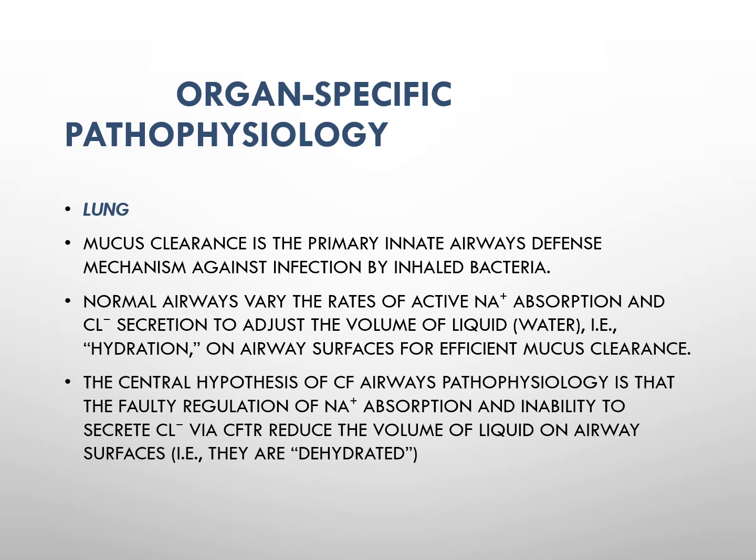Mucus clearance is the primary innate airway defense mechanism against infection by inhaled bacteria. Normal airways vary the rates of active sodium absorption and chloride secretion to adjust the volume of liquid, water hydration, on the airway surface for efficient mucus clearance. The central hypothesis of CF airways pathology is that the faulty regulation of sodium absorption and inability to secrete chloride via CFTR reduce the volume of liquid on airway surfaces.